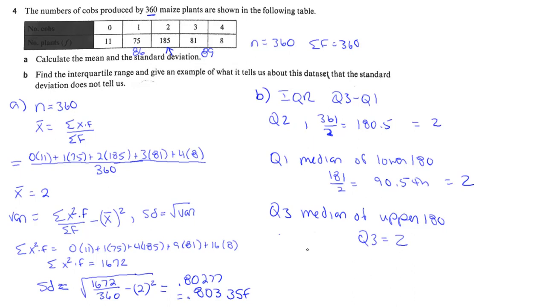And so what makes this a little bit weird is that the IQR is going to be 0 because 2 minus 2 is 0. Basically what we figured out is that the middle 50% are the same in this particular data set. Let's look at the next one.